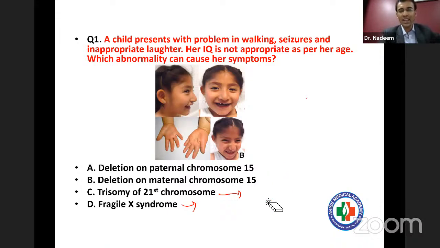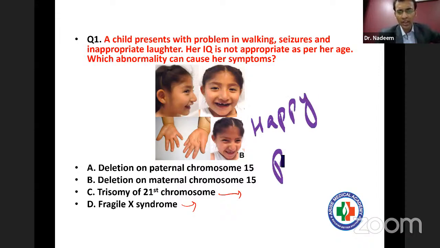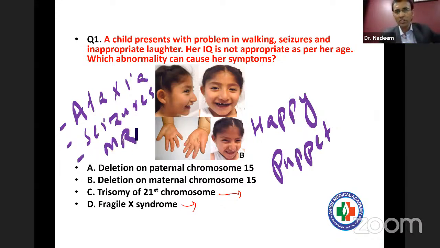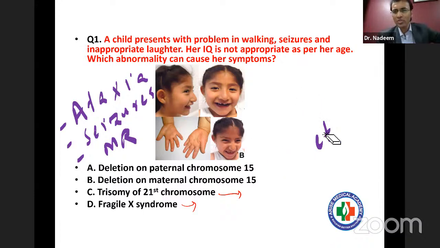When I see this case, I see her as a happy puppet. Anytime she can laugh, anytime she is laughing, and she is also mentally retarded. Mental retardation is there, but she is having some problem in walking also. She is having ataxia. She is having seizures. All these signs and symptoms are giving me one hint that she is having happy puppet syndrome. So this looks like a case of genomic imprinting.